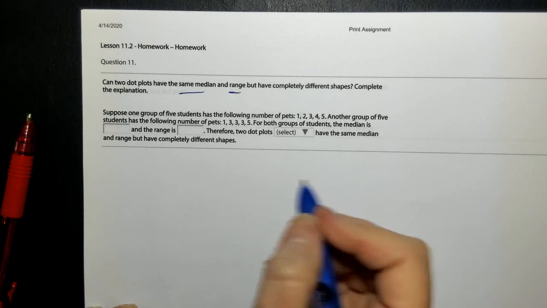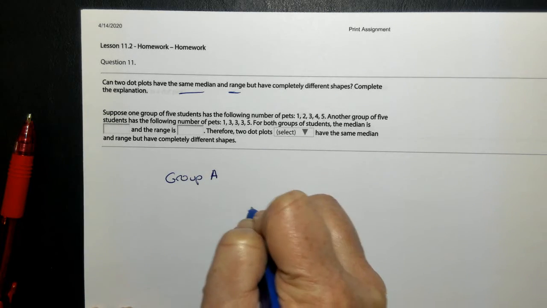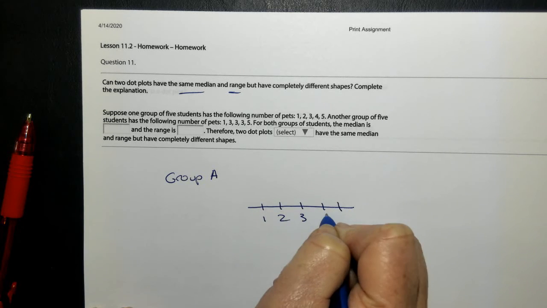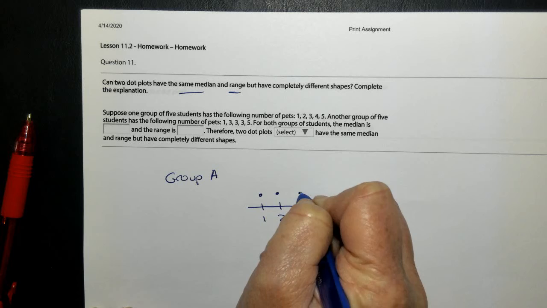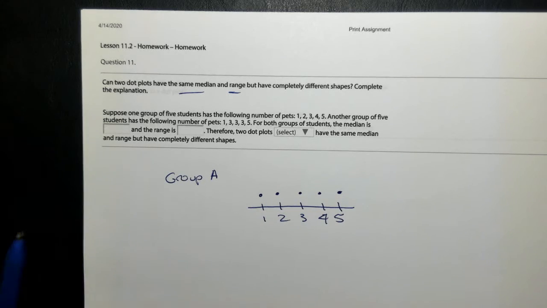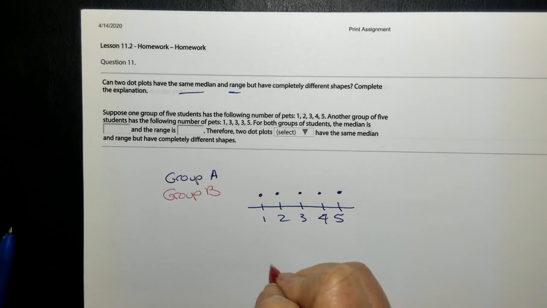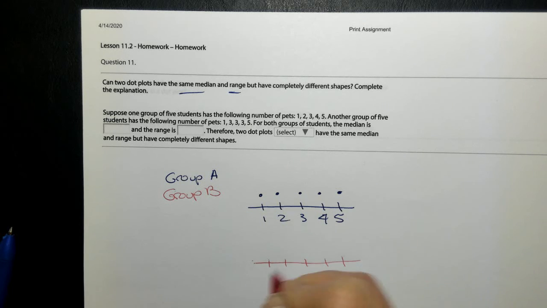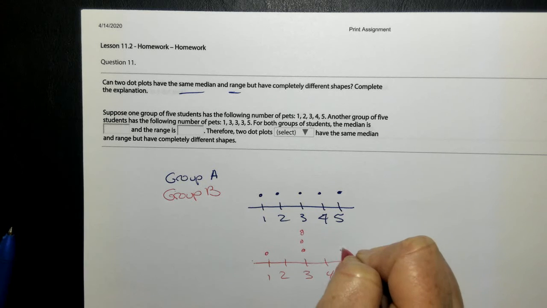Let's look at it. Before we do it, we have group A, and it has 1, 2, 3, 4, 5. So let's make 1, 2, 3, 4, 5, and group A looks like 1 on each number. Group B I'm going to do in red, but I'm going to put it right below it. So we'll do this, 1, 2, 3, 4, 5. We have 1 at 1, 3 at 3, and 1 at 5.